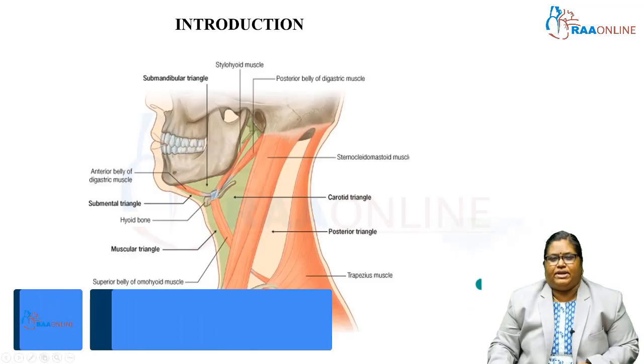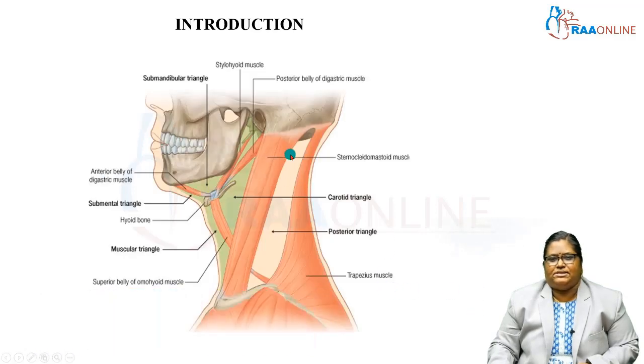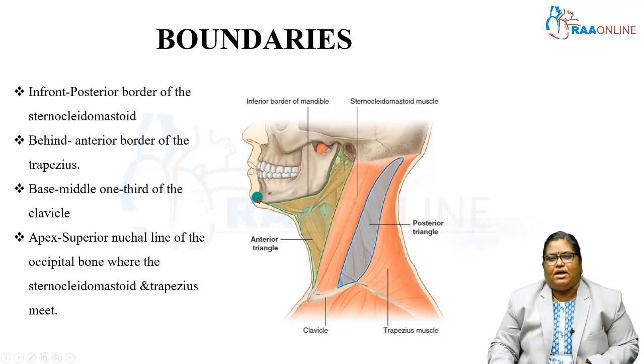Posterior triangle of the neck. It is present behind the sternocleidomastoid, and this is a triangle. This is the posterior triangle and this is the sternocleidomastoid. The posterior triangle is present behind the sternocleidomastoid, and the apex is pointing upwards and the base is downwards towards the clavicle. Now we'll see what the boundaries of the posterior triangle of the neck are.